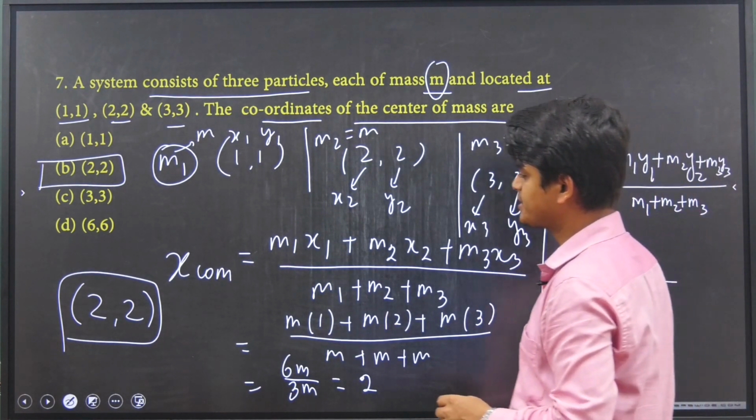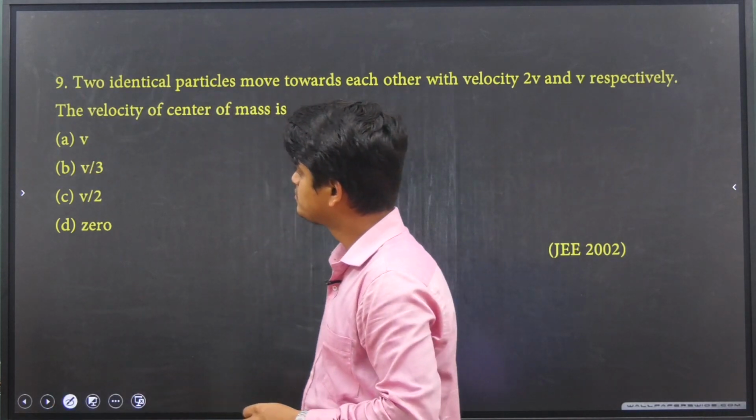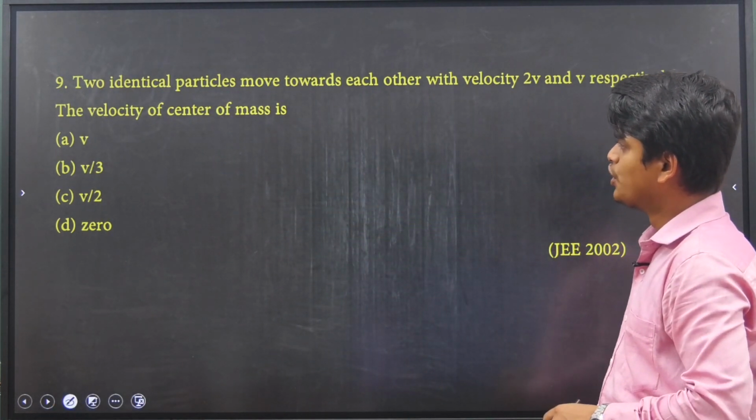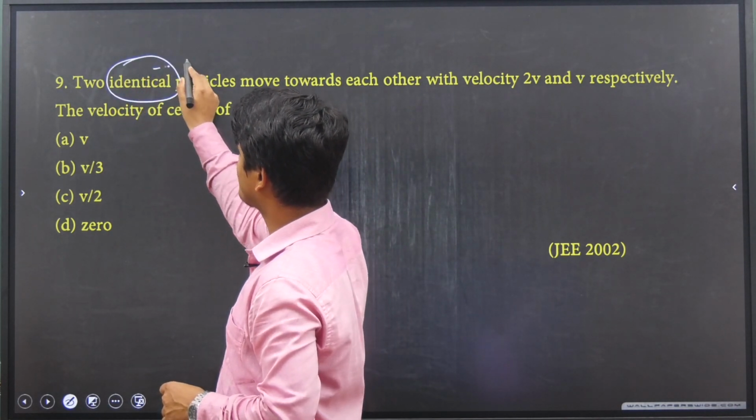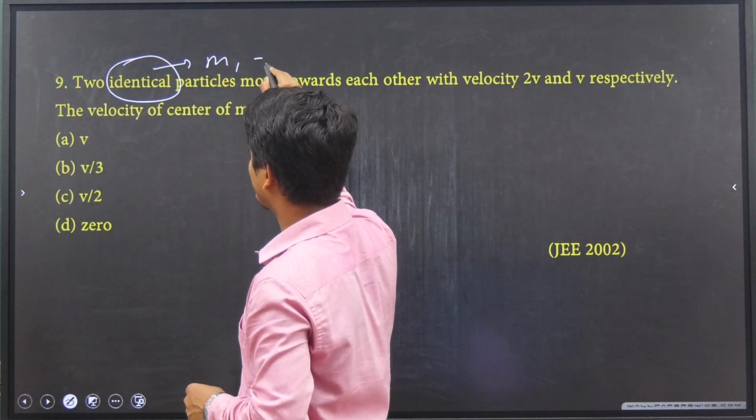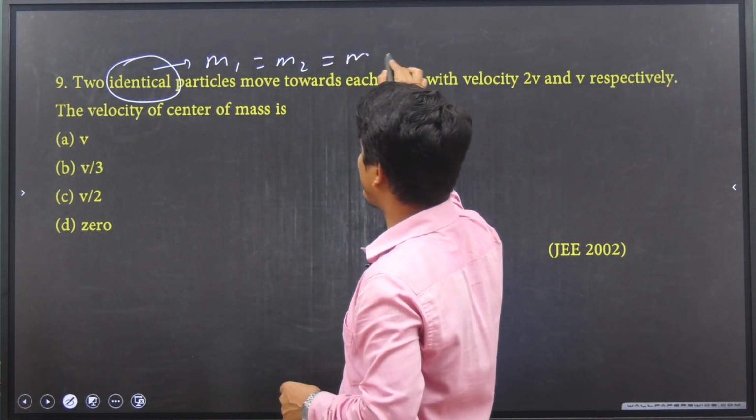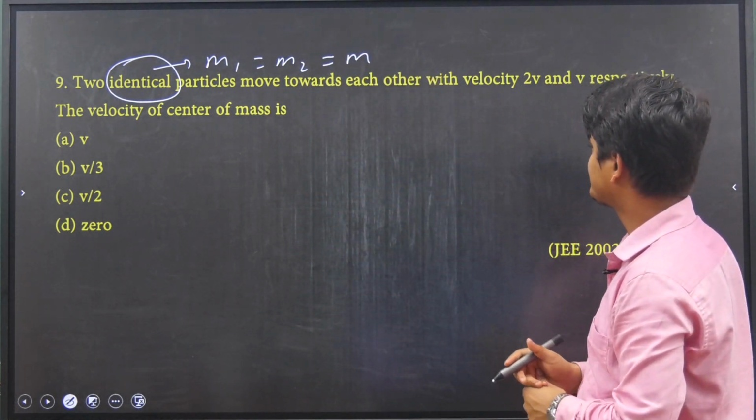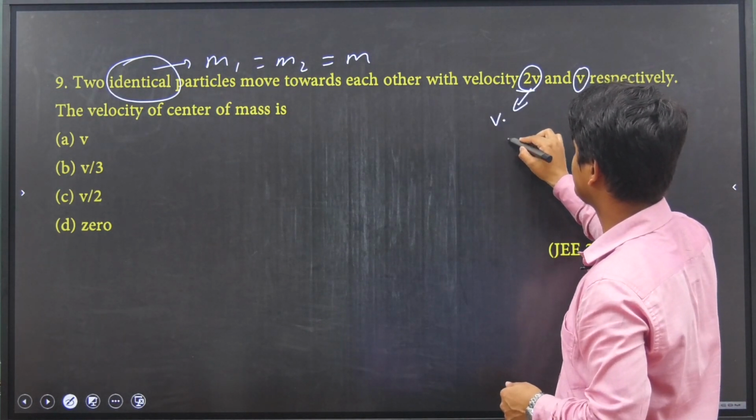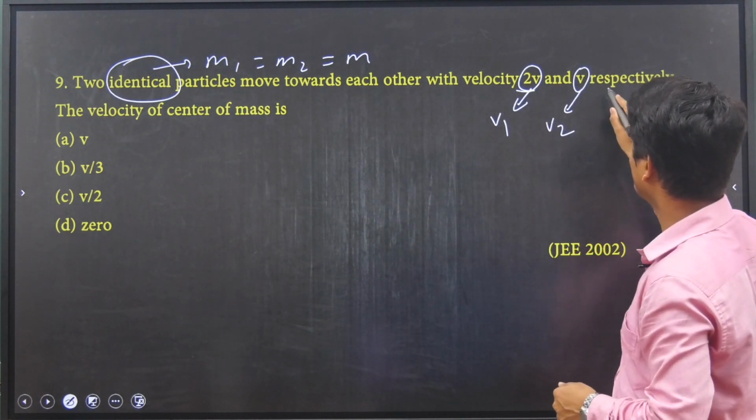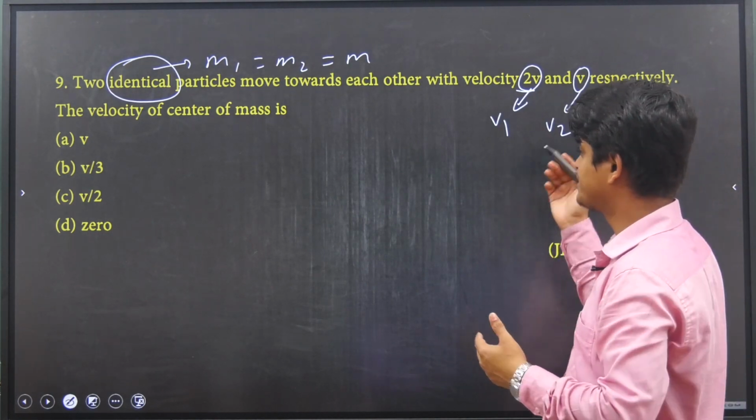Okay, we'll go to the next question. Here it is given 2 identical particles. Identical means their masses are the same. If m1 and m2 are the 2 particles, their mass is the same. They move towards each other with velocities 2v and v. So let's take this velocity as v1 and this velocity as v2. They move respectively with these velocities.